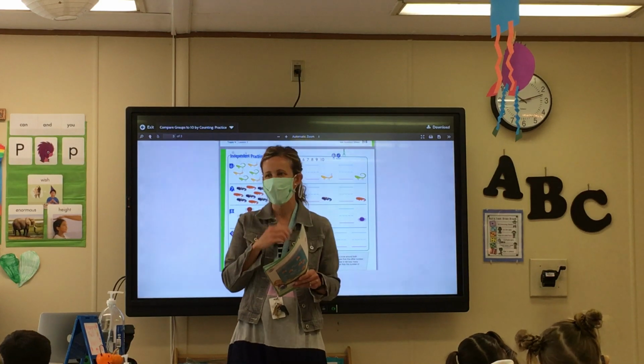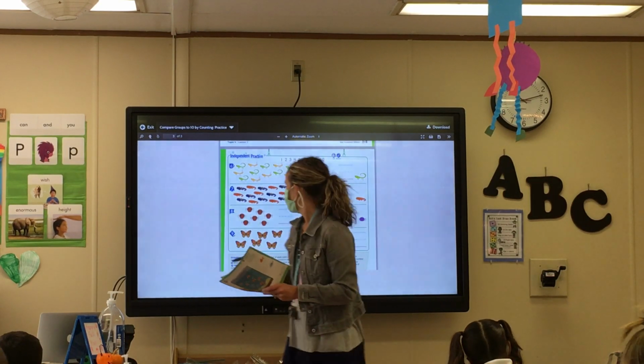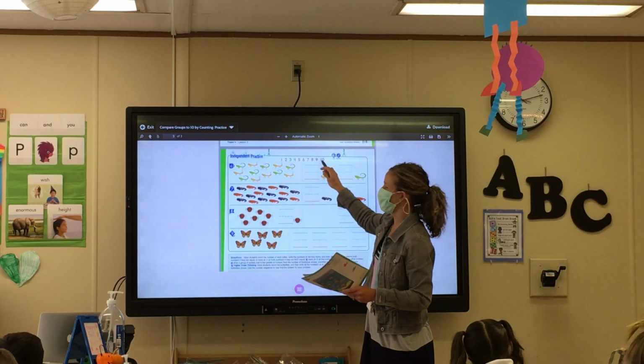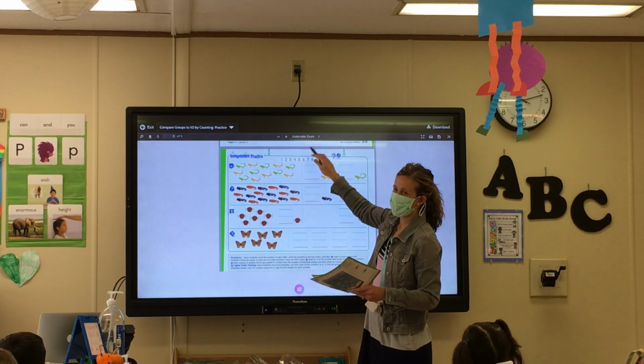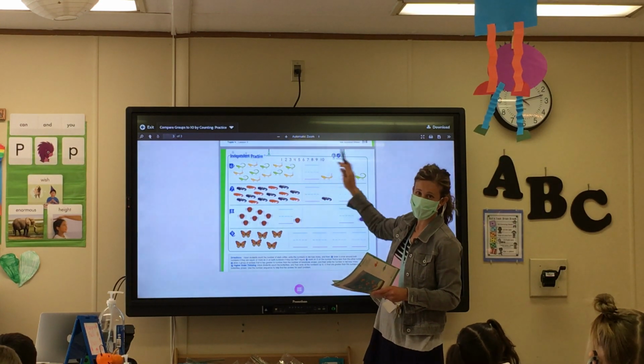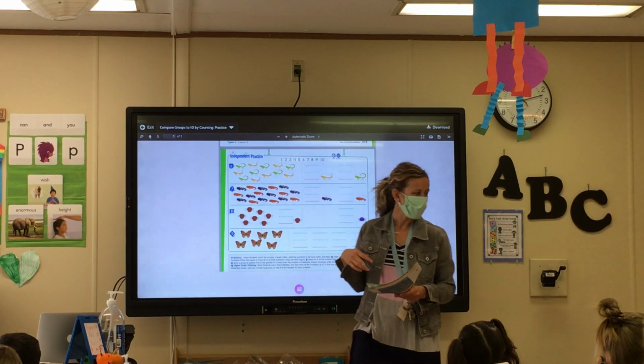Look at the number line on the top to help you as well. Okay, use the number line. Which one is less? Remember, whichever one comes first, that number is going to be less. If it comes after, it's greater. All right, we're good?